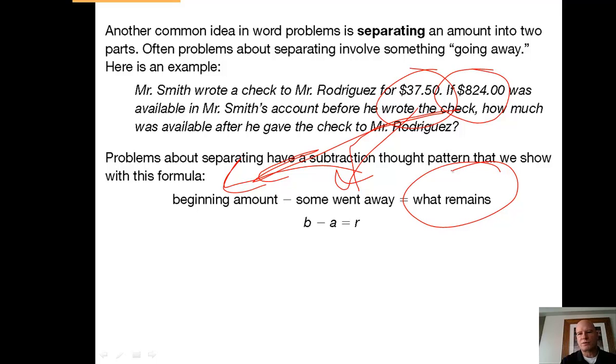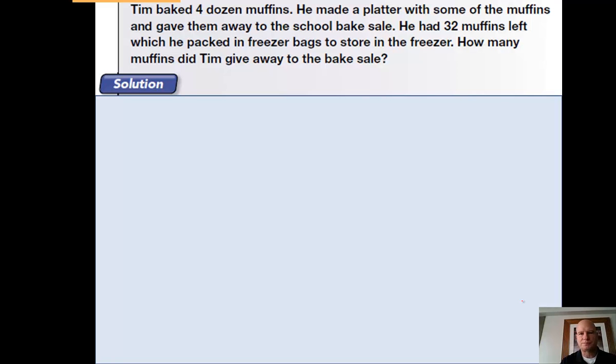Where does the 824 go? Where does the 37.50 go? And how do you solve that? So in this case, you take that 824, you subtract the 37.50 to get your balance.